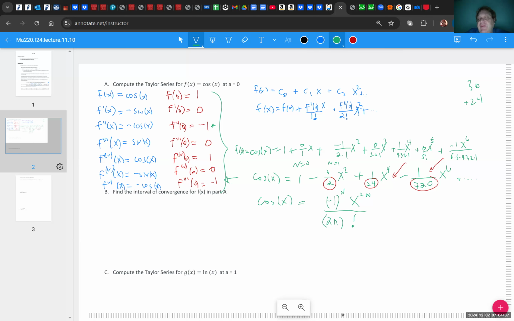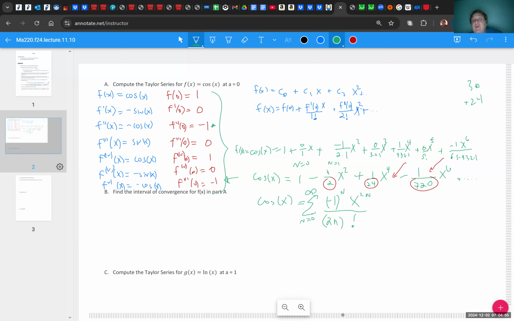And once again, you can double check. When n is 1, we get 2 factorial. When n is 2, we get 4 factorial. When n is 3, we get 6 factorial. And so our series is the summation of all of these things right here. So this is the closed form of the cosine function.